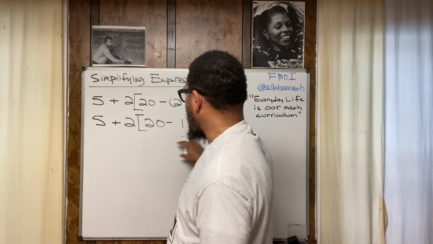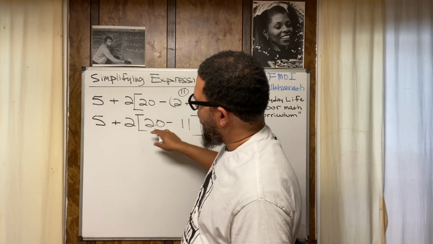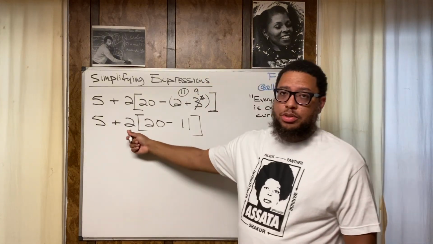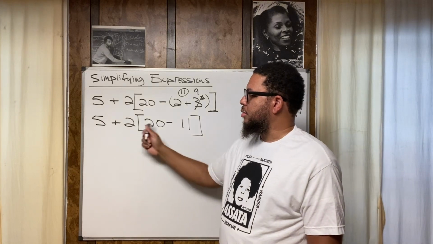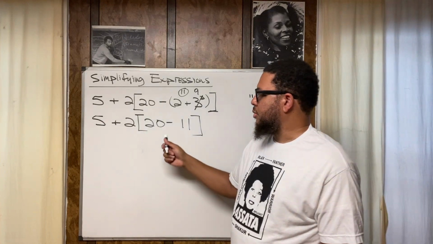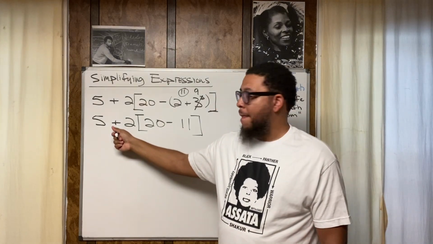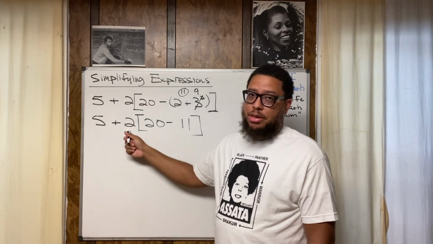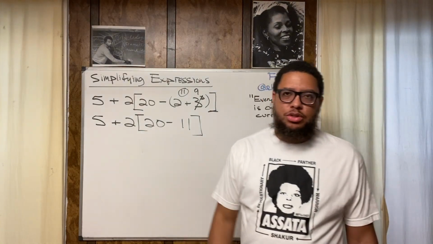Now, inside the brackets, do 20 minus 11. Some people might argue you could just distribute the 2. Let me make sure: yeah, you could. You could distribute that only because this is a plus sign. If this were a multiplication sign or a division sign, you would not be able to distribute that 2. But we could distribute the 2, but I don't really want to distribute the 2.